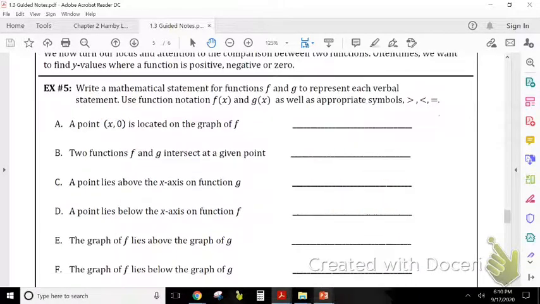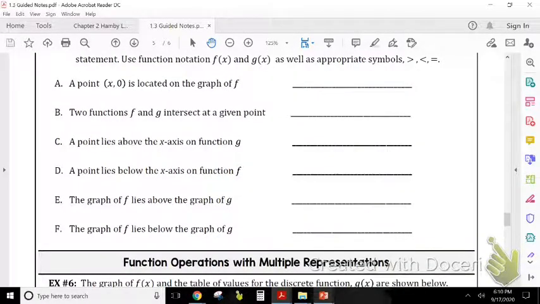The graph of f lies below the graph of g. So if it lies below it, that means it must be less than. So f of x is less than g of x.